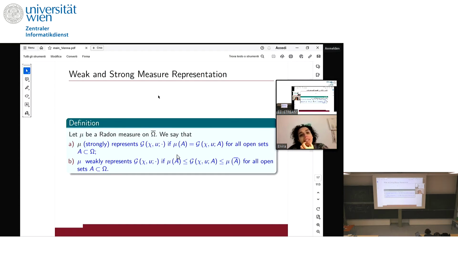So let me say that a Radon measure mu represents a certain functional, here denoted by calligraphic G, if mu(A) is equal to this functional G(A). I will talk about weak representation if essentially G(A) is in between mu(A) and mu of the closure of A. Morally, some concentration effect appears at the boundary of A. And this happens clearly for every open subset A in the given Omega.